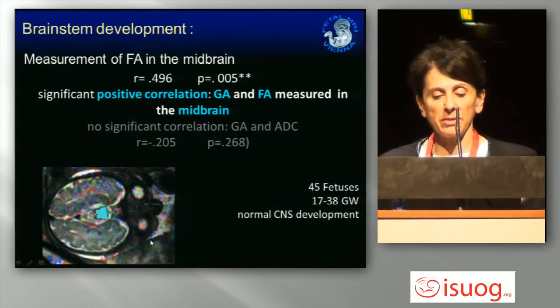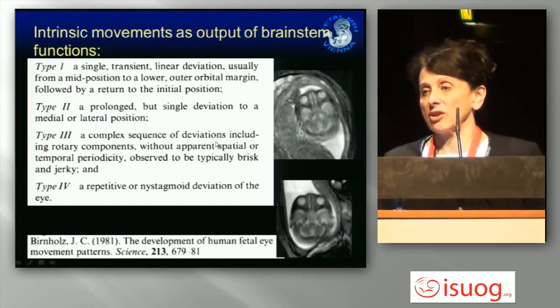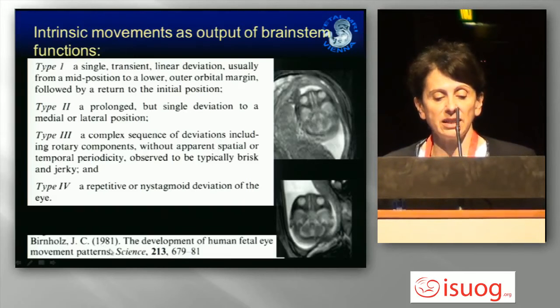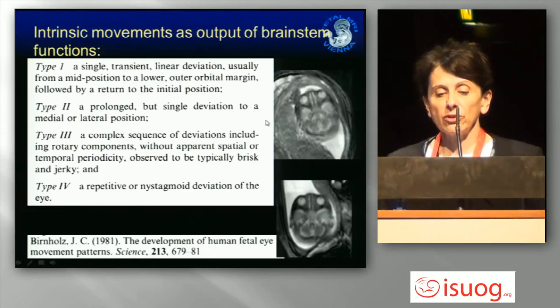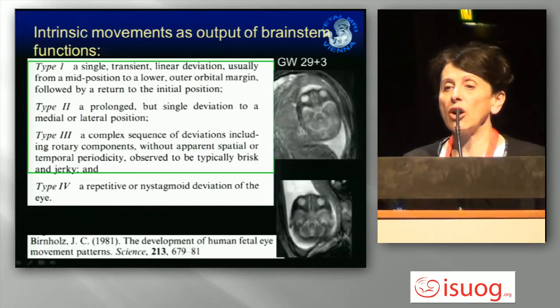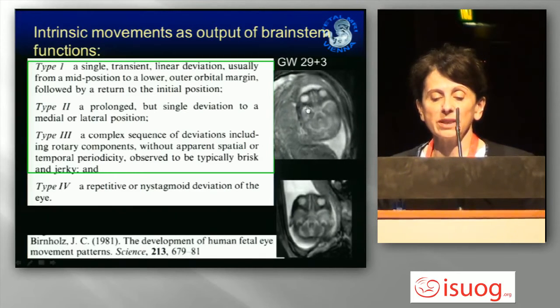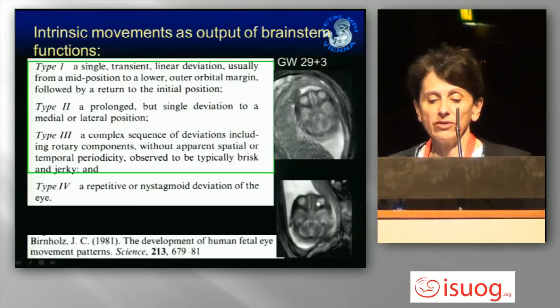Of course, you can do signal measurements and they help somewhat, but for instance, we look at eye movement. This is not a new idea. It was done in 1981 by Bernholz. So the first step was that we tried to reproduce what he had already described by ultrasound, the different types of eye movements. Here you have a complex sequence, type 3, and here in the older fetus, at 32 weeks, you have a nystagmoid sequence.